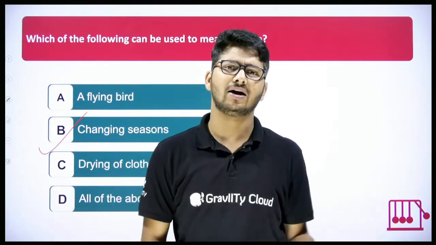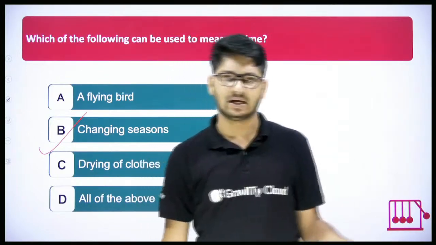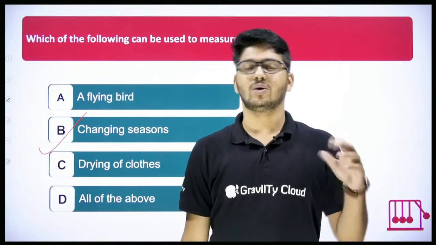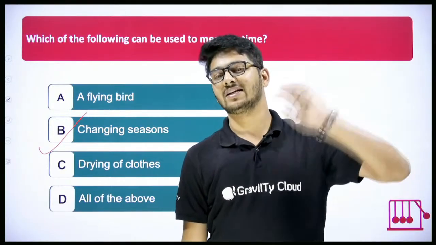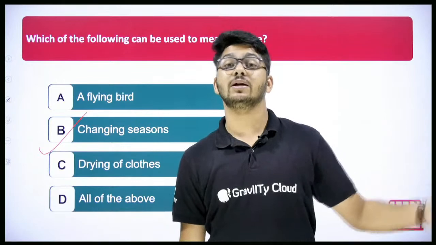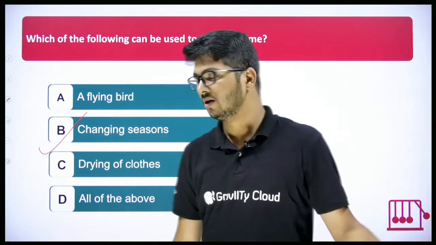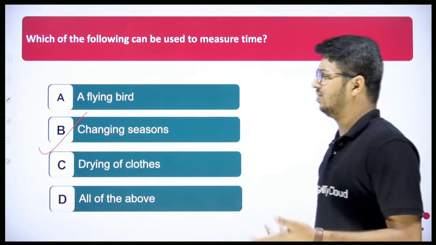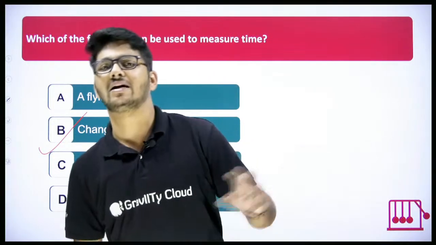We don't know for how long it will fly, or after how long it will come back. But with changing seasons, we know the exact time. One season has gone, the same season has come again, that means it is 1 year. Yes or no? The changing of seasons can be used to measure time. Drying of clothes: in summer clothes dry quickly, in winter they take much more time.